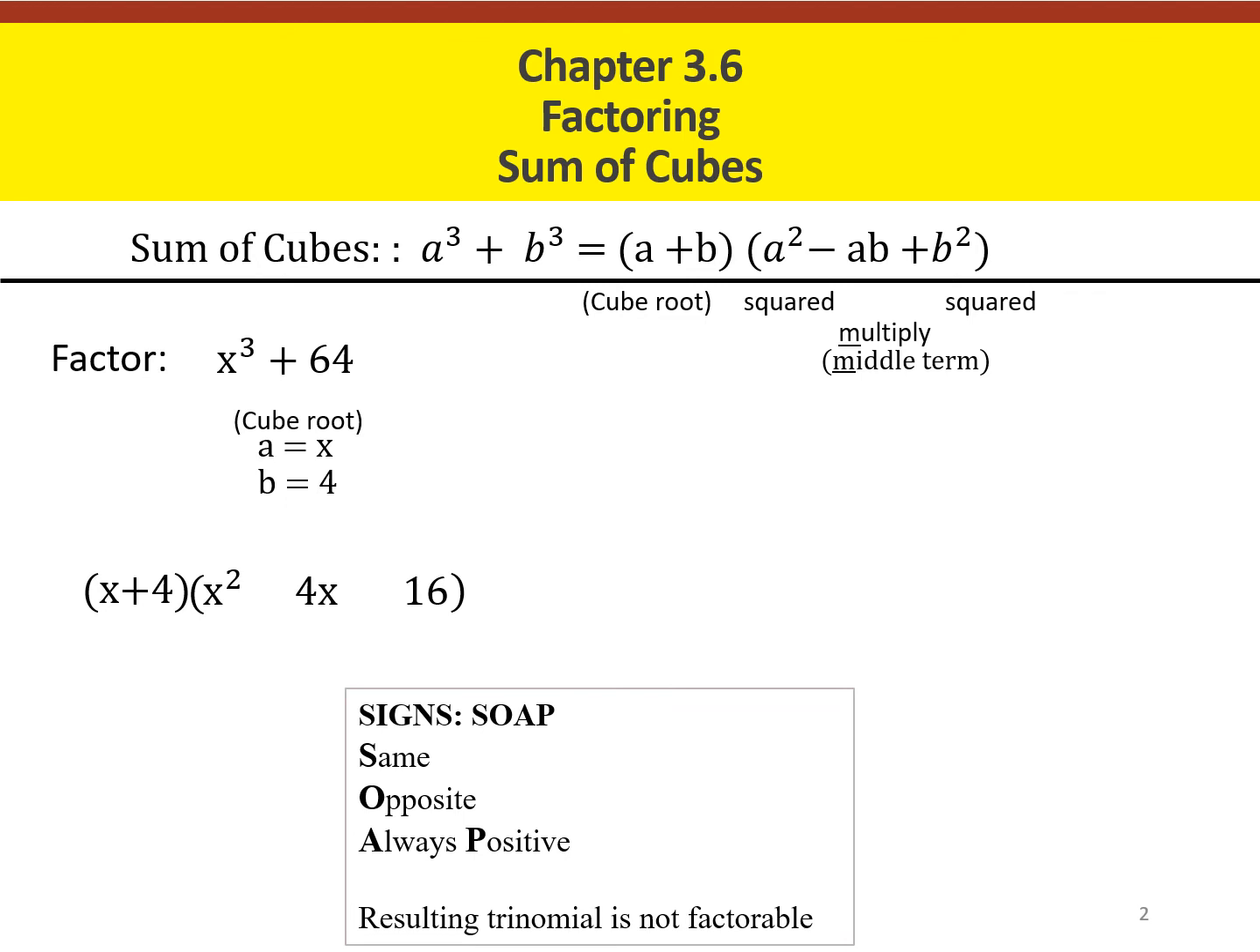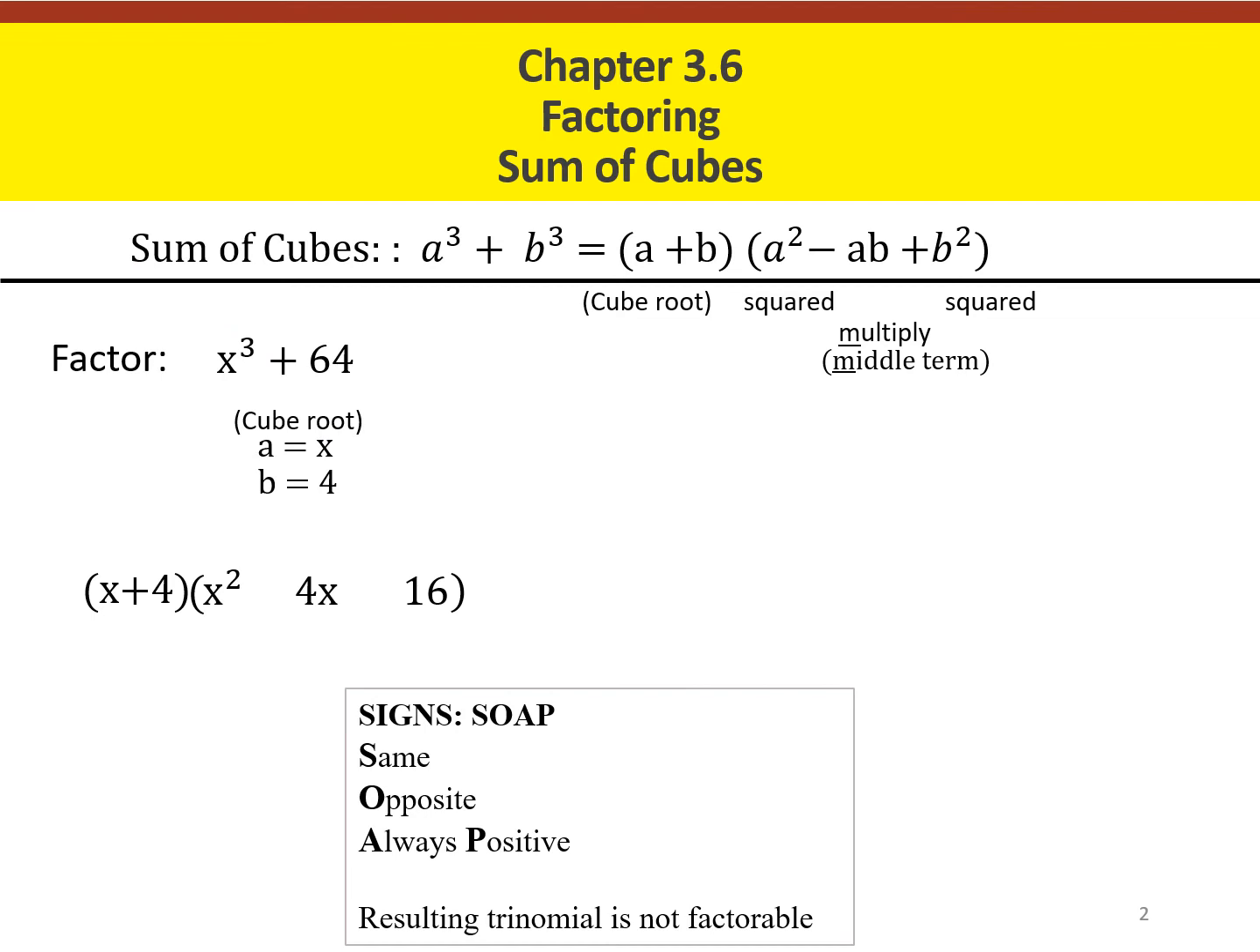Now you're going to say to me, well, that's okay, but what about the signs? They must be difficult. The signs are so easy. All you have to do is remember the word soap. All right, the S stands for the same sign. The O stands for an opposite sign. And the AP stands for always positive.